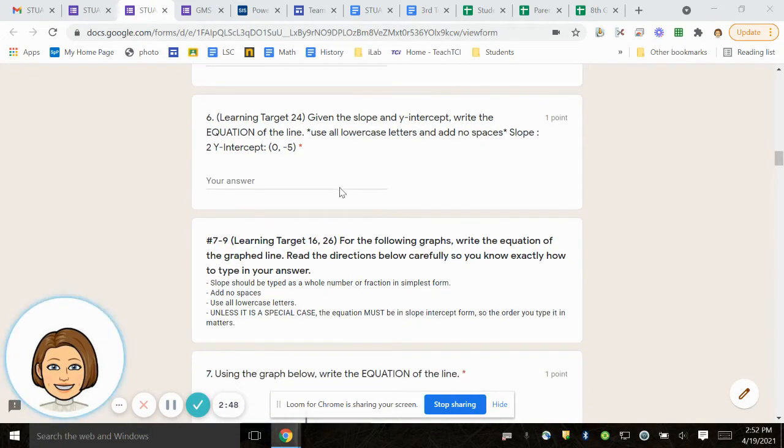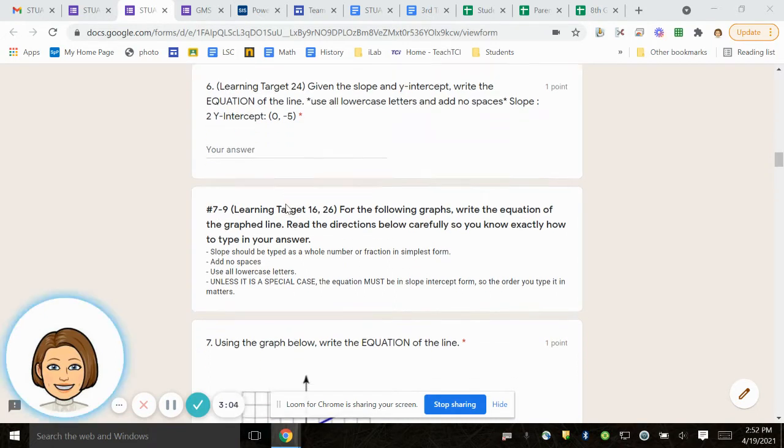Number 6, given the slope and the y-intercept, write the equation of the line. Use all lowercase letters and add no spaces. So what is the equation if the slope is 2 and the y-intercept is (0, -5)? Make sure you write the equation with an equal sign.